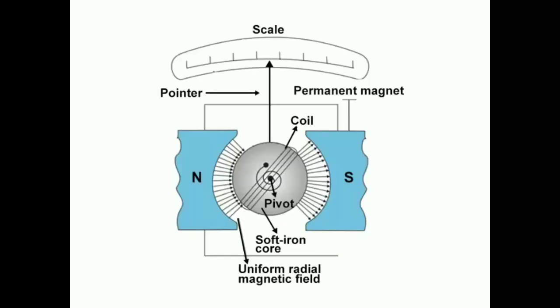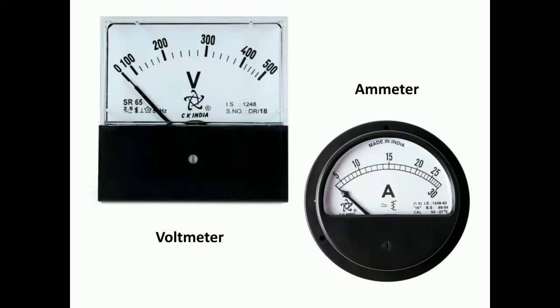A coil is positioned between the pole pieces of a magnet in such a way that the pointer on the galvanometer dial is connected to it. When a small amount of current, for example 1 milliampere, flows through it, the coil will rotate. The rotation will be proportional to the amount of current. Voltmeter and ammeter also work on the same principle. In a galvanometer, the pointer deflects on both sides of the zero mark depending on the direction of the current.